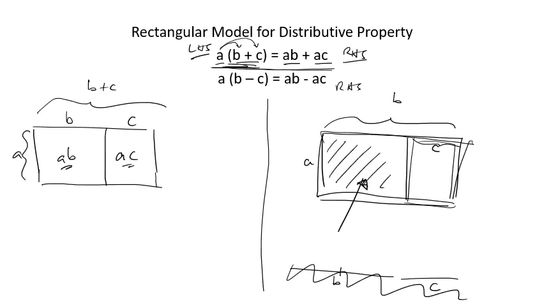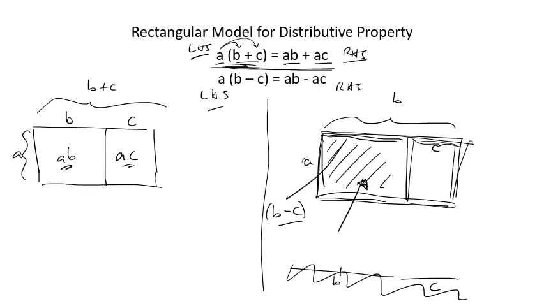The left-hand side is going to be just A times this length. And this length right here is B minus C. That's how long this is. So this shape in here is A times B minus C, which is my left-hand side. Both of these work, both of these apply, both of these show the distributive property. Again, I feel like we see the addition version of this a lot more than the subtraction version, but both of them apply.